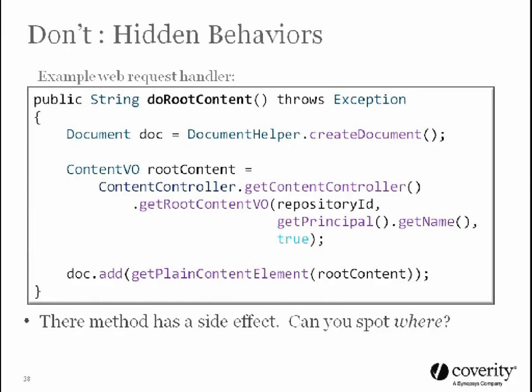So I've got another example here. This one's from an open source Java web application. It's a request handler. So if I want to decide whether this changes the state or not, I look at this code, and I'm going to spoil it and tell you that there is a side effect in this method. But can you even spot where? Any guesses?